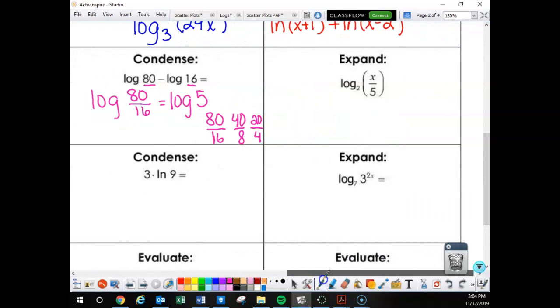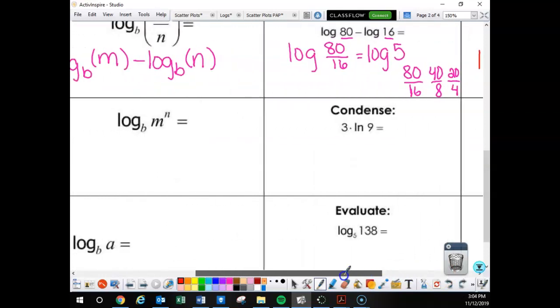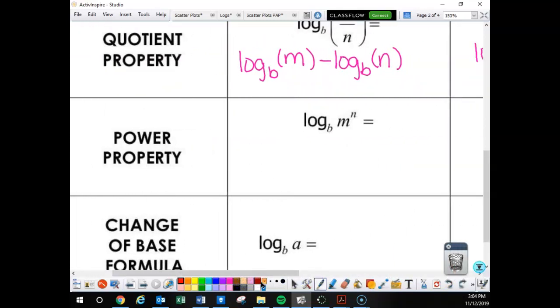And so if I want to expand that, here I have log base 2 of x over 5, so I can separate that into two logs by subtracting them. So log base 2 of x minus log base 2 of 5. It's just like that. Okay. And then I have my power property. If I have this exponent, I'm going to move it to the front as a coefficient. And so it's going to be n times log base b of m.